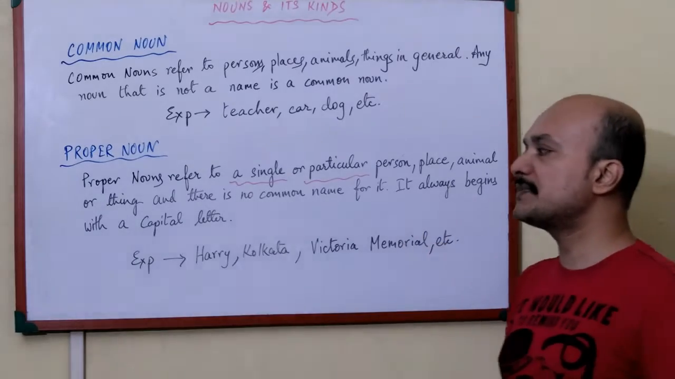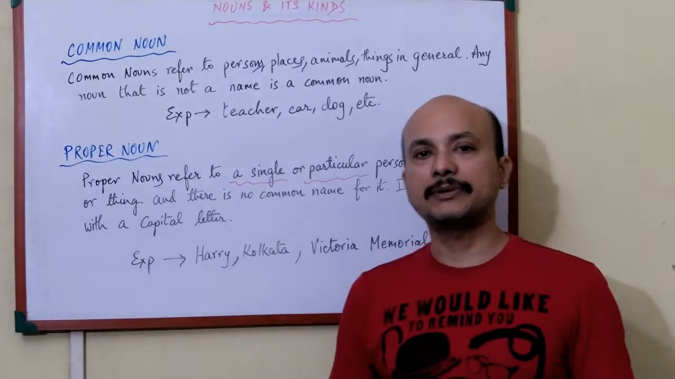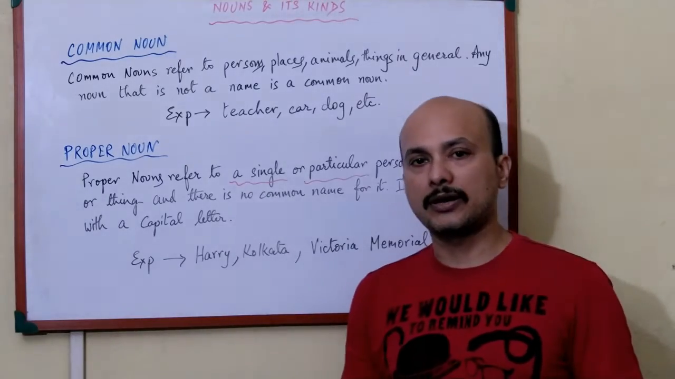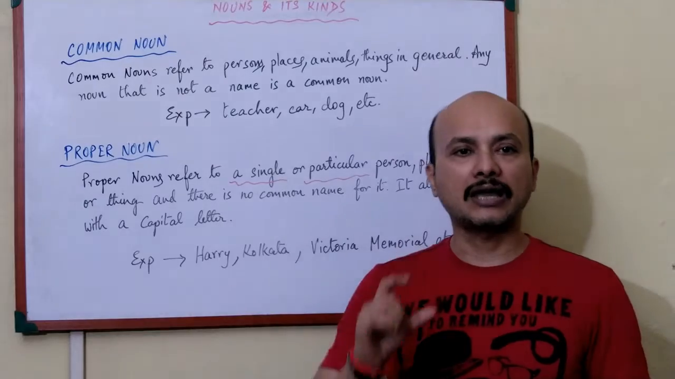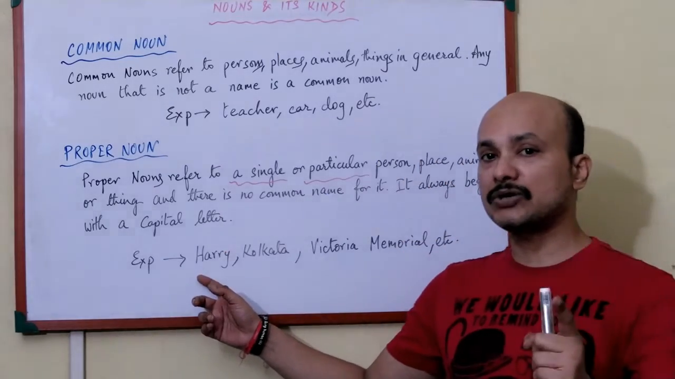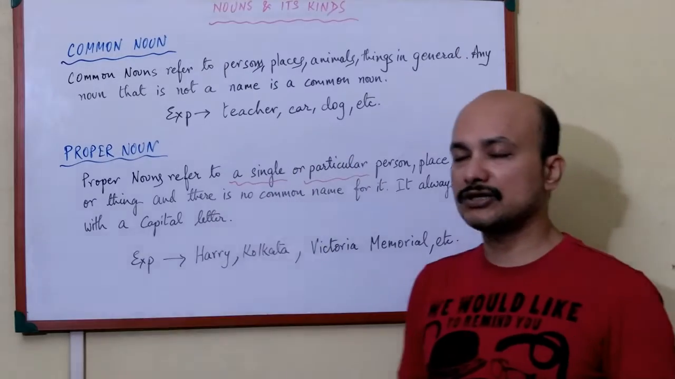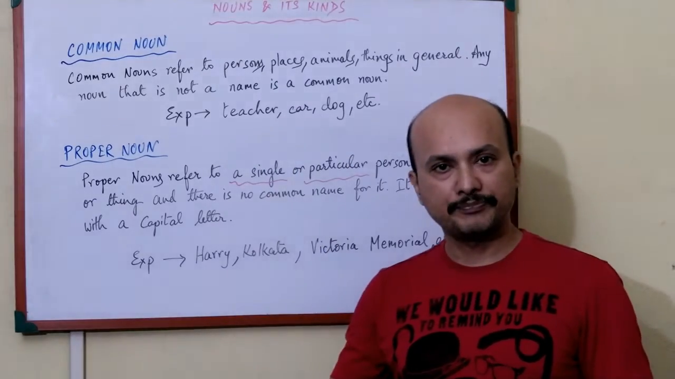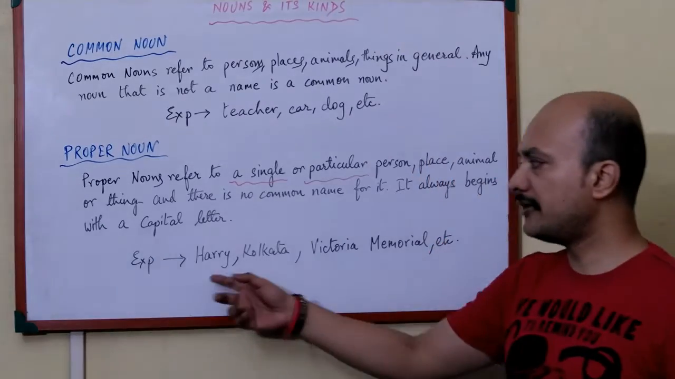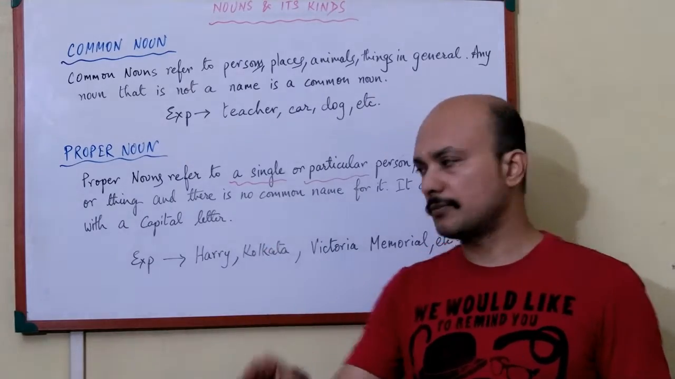Another thing, it always begins with a capital letter. It always will begin with a capital letter, which is another indication for you to know that this is a proper noun. See, Harry is the name of a particular boy. Here in the common nouns you can write boy. It refers to any boy in the whole world. But when I refer to Harry with a capital H, I refer to a particular boy.